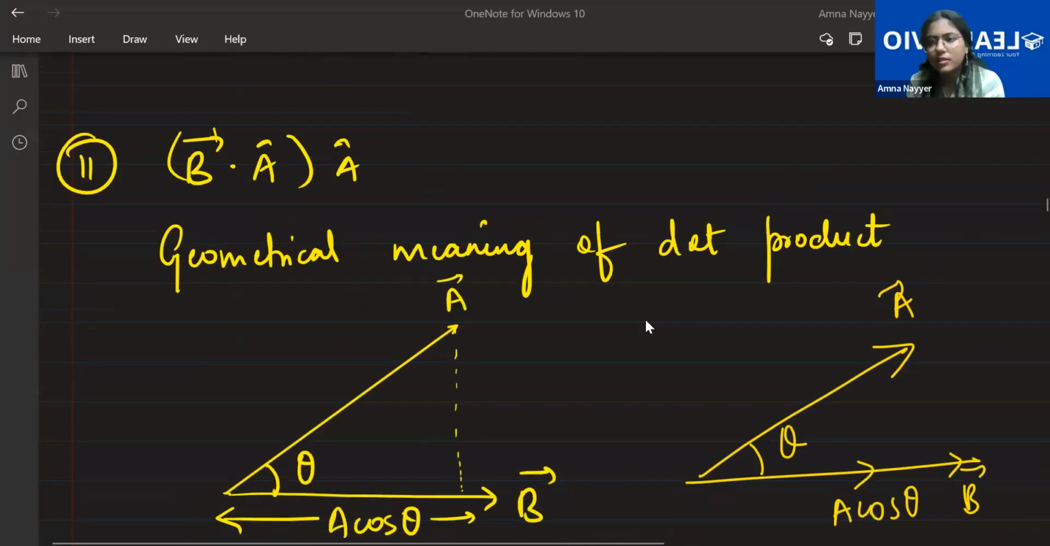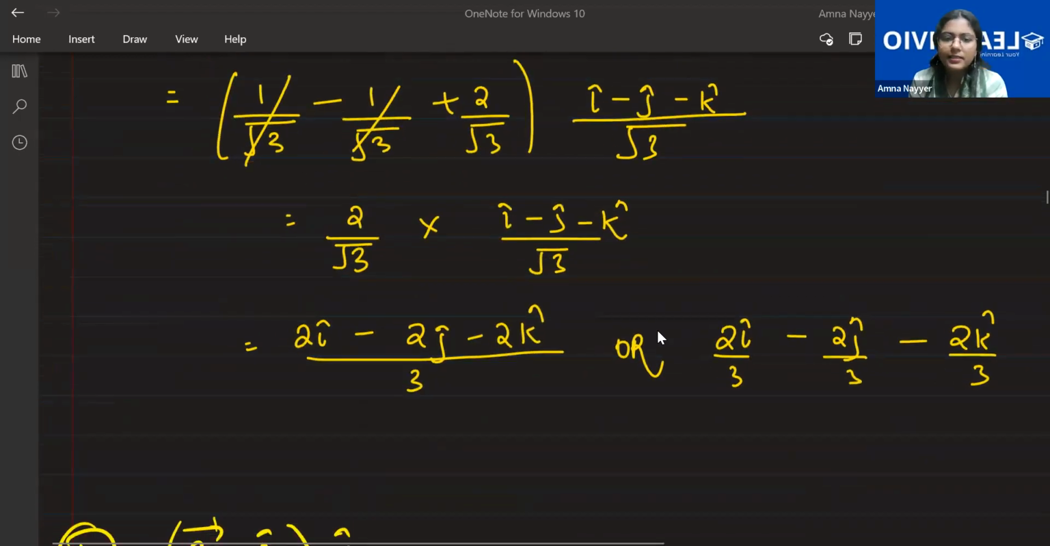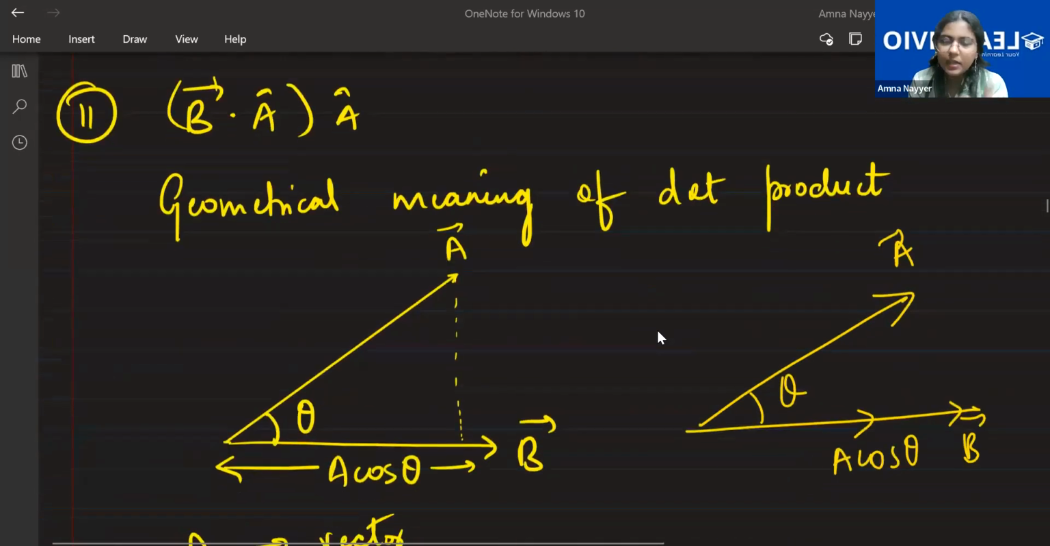Because it's not out of the syllabus, somebody can give you in your test, in your exam, this can be asked. Just write down this geometrical meaning. Then I'll start with cross product. Okay, that completes the dot product.